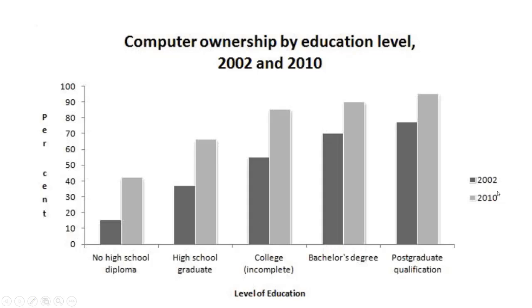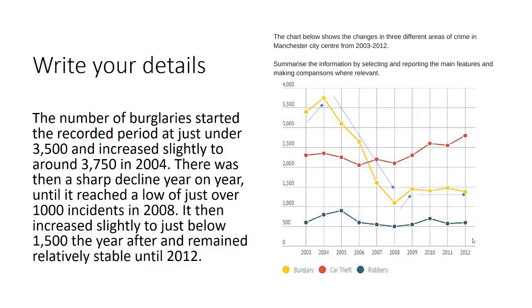Another way that we could do it would be to split up 2002 and 2010. So we talk about the data for 2002, and then in the second paragraph we talk about the data for 2010. Think about it logically. What is the easiest way for you to write about it? And always think of the reader. So here's one details paragraph for this graph, just to show you what it would look like.